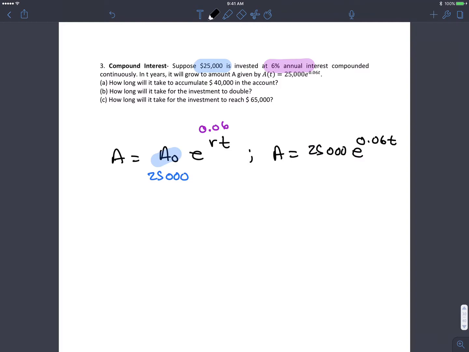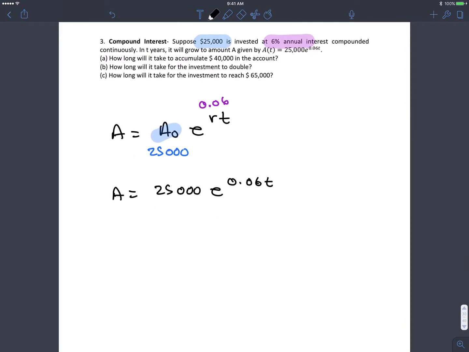We can write it down here. This is going to model our compound interest. So this is a model that we work with. Now, question A says, how long will it take to accumulate $40,000 in the account?